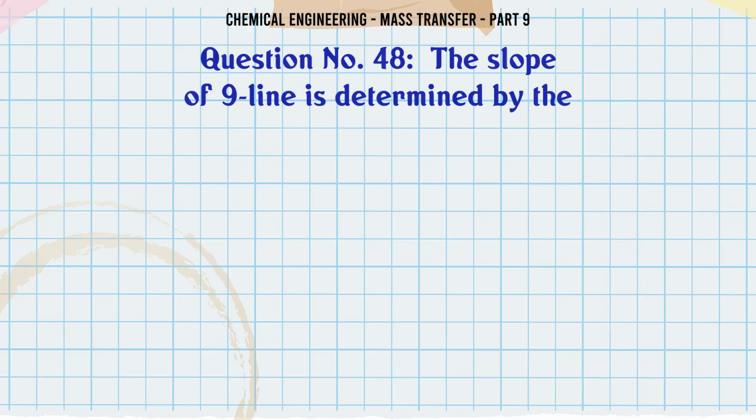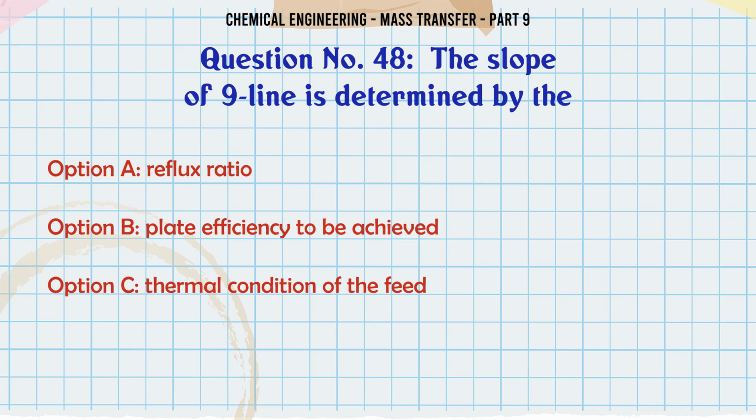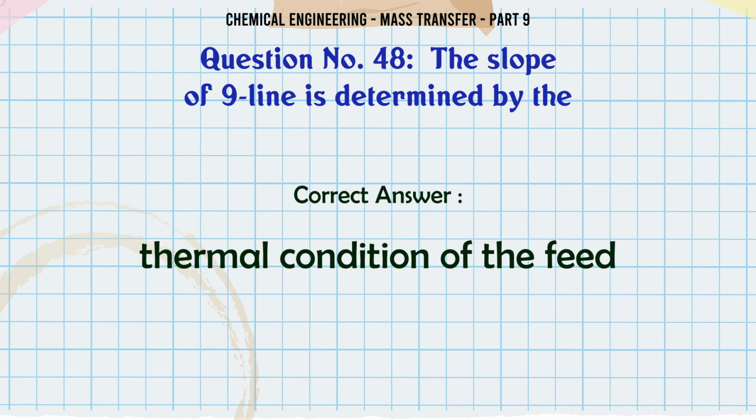The slope of q line is determined by the A. Reflux ratio. B. Plate efficiency to be achieved. C. Thermal condition of the feed. D. Relative volatility. The correct answer is thermal condition of the feed.